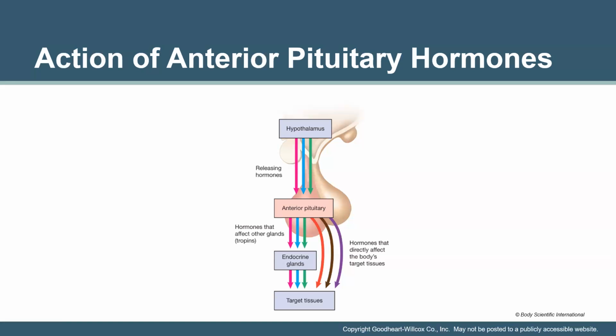So within these tropic hormones that we're discussing, the ACTH, adrenocorticotropic hormone, acts on the adrenal gland to stimulate the release of steroid hormones. TSH, or thyrotropin, thyroid stimulating hormone, stimulates the thyroid gland to release thyroxine, which is T4, and triiodothyronine, which is T3.